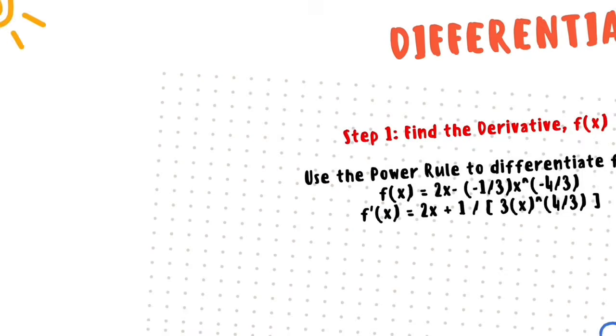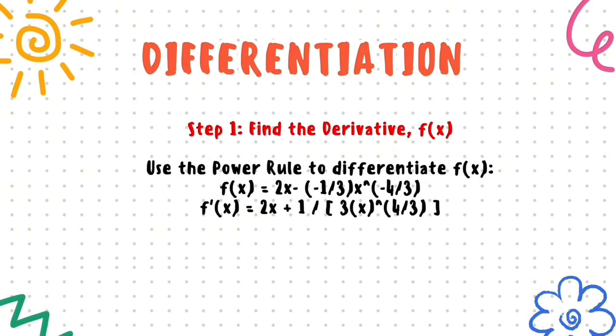Moving on to step 1, we need to find the first derivative of our function, f prime of x. By applying the power rule to differentiate f(x), we get 2x minus negative 1/3 x to the power of negative 4/3. When we simplify these expressions, it gives us our final derivative formula, f prime of x equals 2x plus 1 over 3 times the cube root of x to the power of 4.